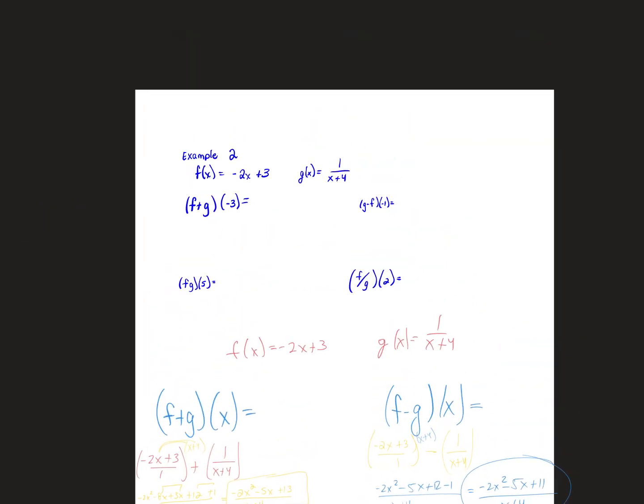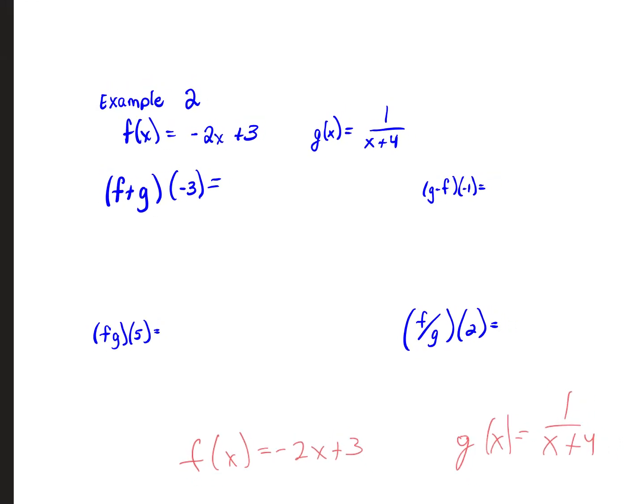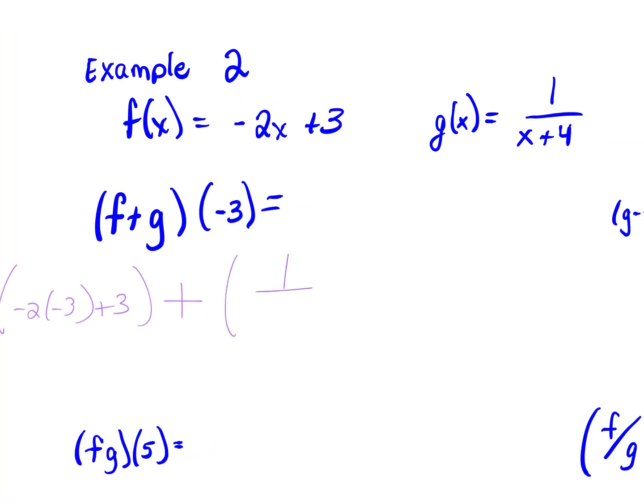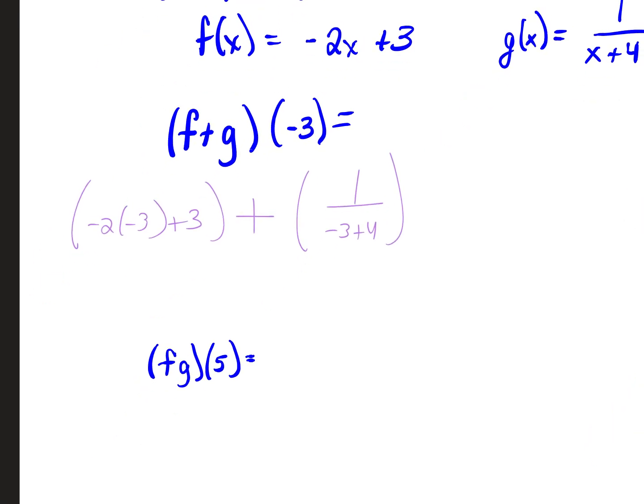Now if we go up and evaluate using numbers, you're like, why can't we just do this all the time? All right, f plus g of negative 3. What is this question asking me to do? Plug in negative 3 for all the x's. So I take my f function, negative 2 times negative 3 plus 3, and I'm adding it to 1 over negative 3 plus 4. All I did was take the negative 3 and plug it in for all the x's I see.